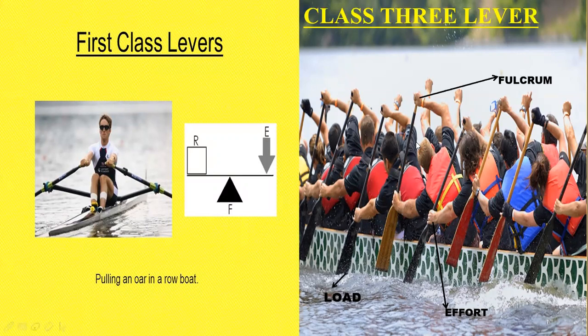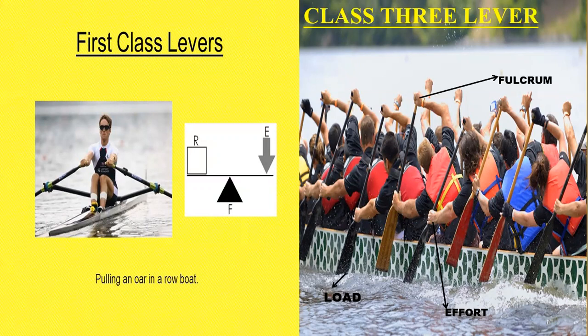Whereas in the other figure, you can see that many people are rowing the boat in unison. Together, they are rowing the boat. But here, they want to obtain gain in speed because they are participating in a boat race and they have to win the boat race. So, what type of lever is this oar acting as here? Here, the oar is acting as a class 3 lever.